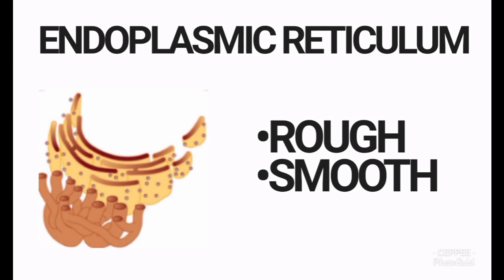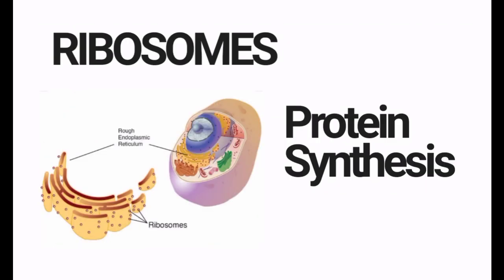Another difference between these two: smooth endoplasmic reticulum stores lipids and proteins, whereas the rough endoplasmic reticulum only stores proteins. Ribosomes are the site of protein synthesis, or the manufacture of protein, the building up of protein.